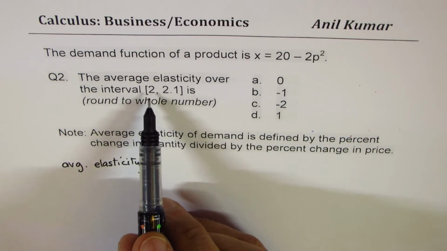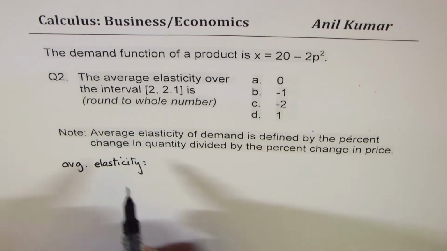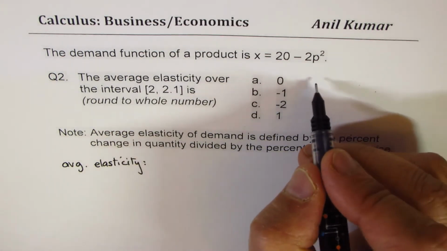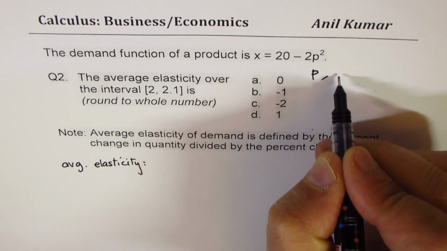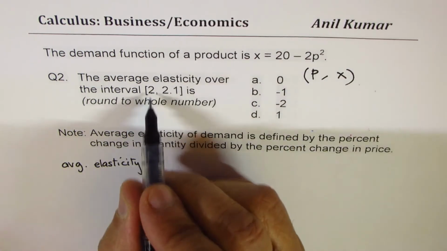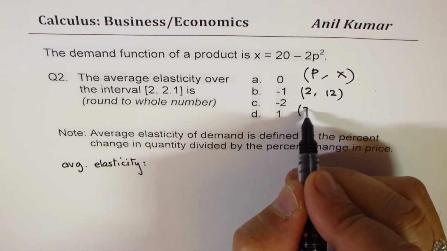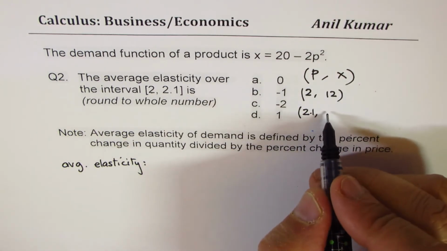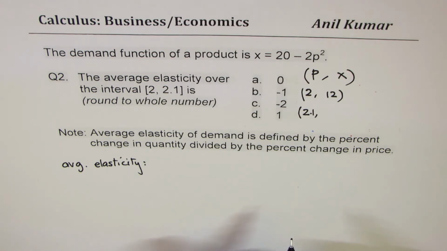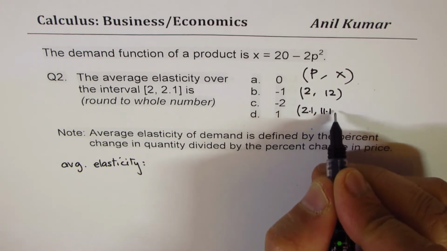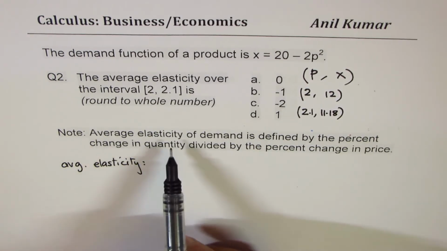Correct? So for these values, 2 and 2.1, we just calculated the values. We are talking about 2 points now. So for a value of p, what is the value of x? For a value of 2, we found x as 12, correct? And for a value of 2.1, in the previous example, it was 11 point something. So what is that? 11.18, right?